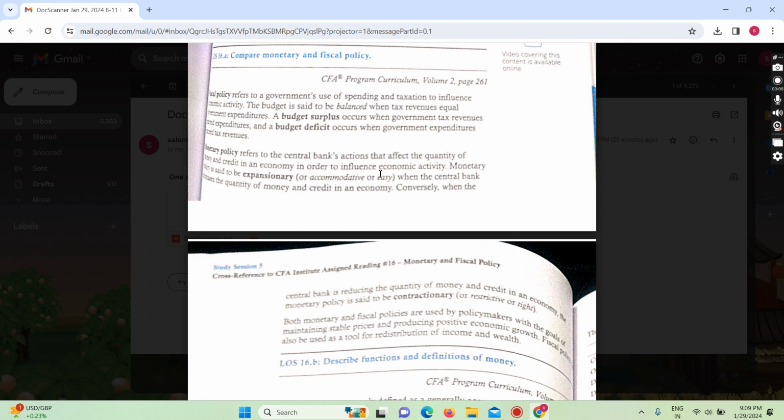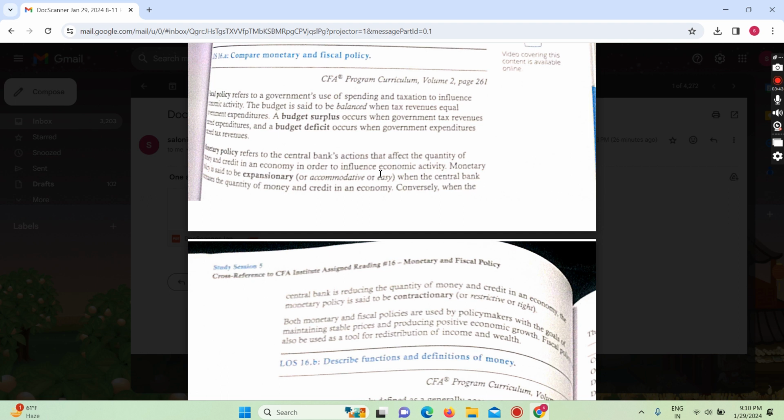Why does the government tax? So that the government can get the income from the public. And spending, when the government is spending the money, the fiscal policy is all about the government's use of how the government is spending, and taxation to influence the economic activity. The budget is said to be balanced when the tax revenue equals the government expenditure.